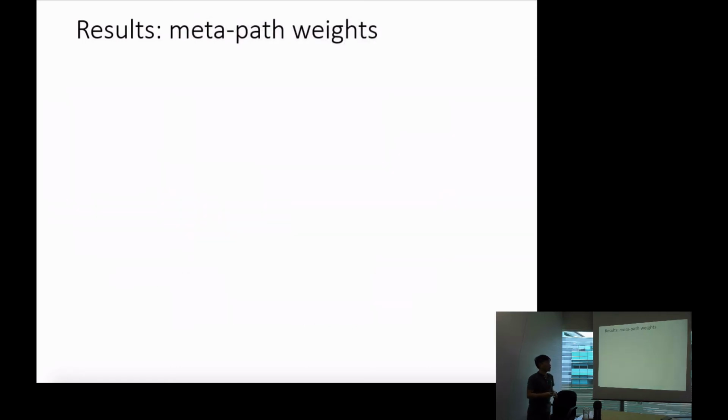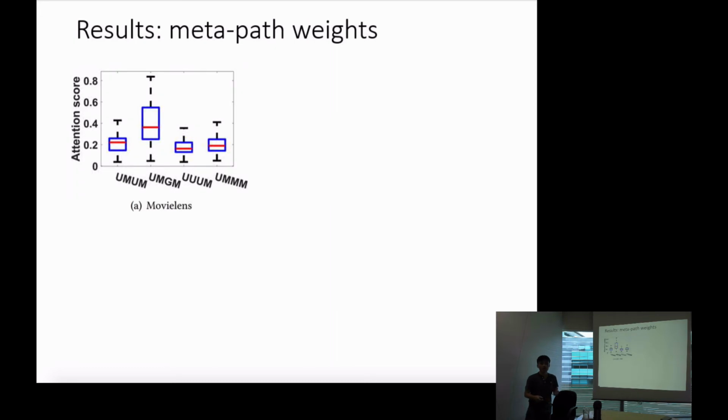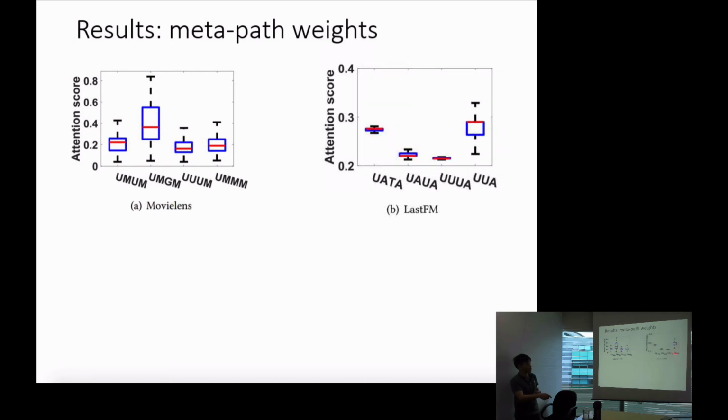For Metapath-Based, basically they try to measure which type of metapath is actually important. So here is MovieLens. We have 4 types, and they just plot the distribution of the attention over the metapaths across the whole data set, and they see, for example, this UMGM is more important than the other 3. For Last.fm, they see this one, UUA, and the UATA are more important.